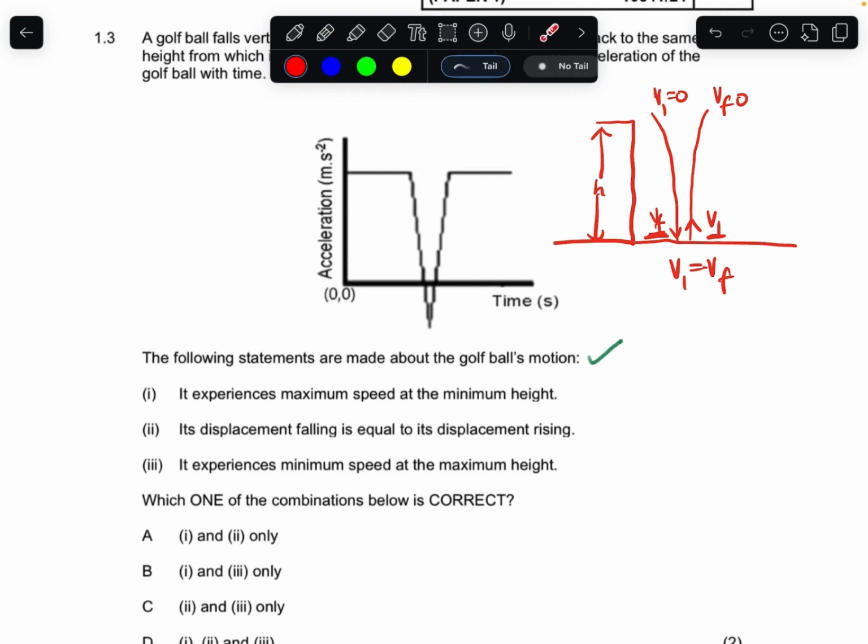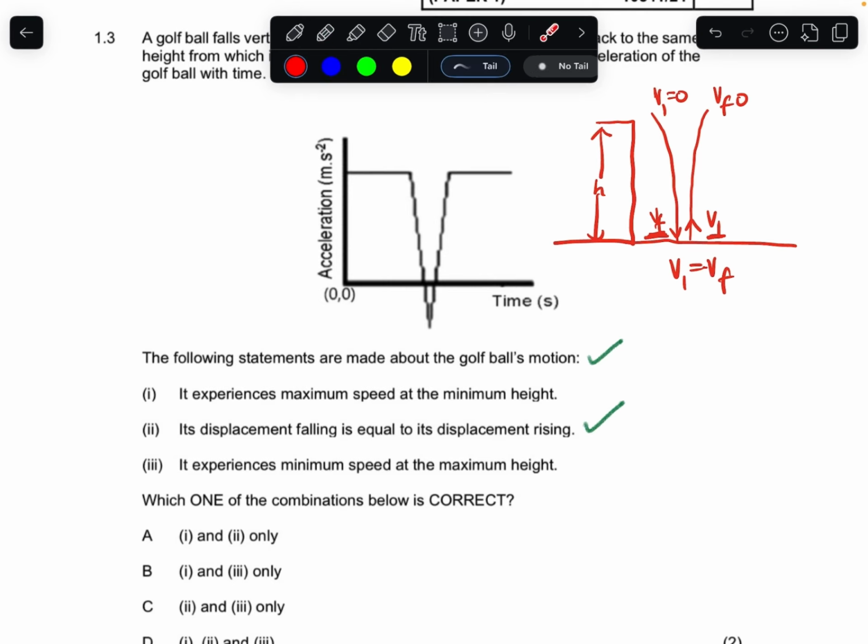And it says its displacement falling is equal to the displacement rising. Yes, this is correct. We were told that it bounces and reaches the same height. So the displacement from there to there is the same as from the ground to the maximum height. So this is correct as well.